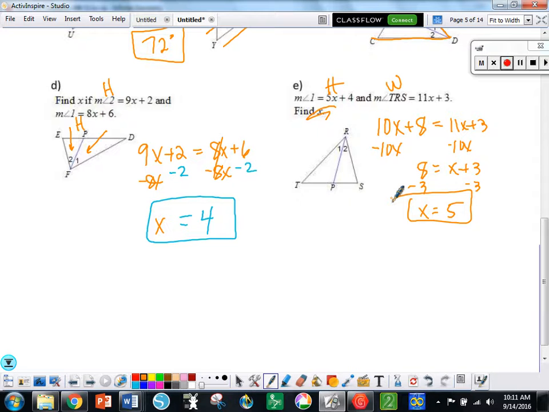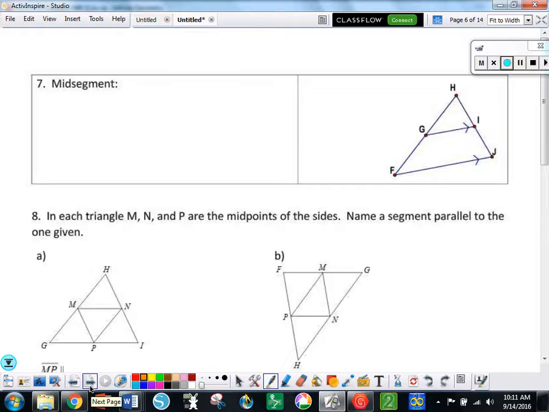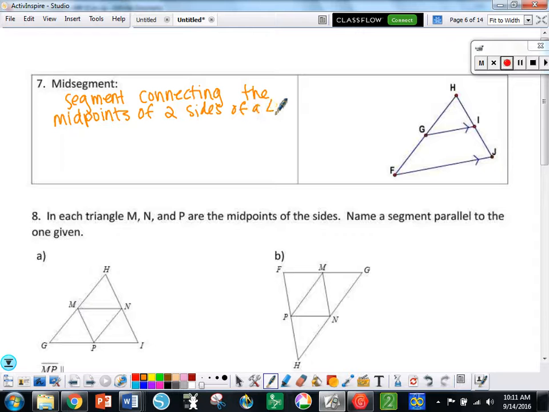Good, let's move on. We have 2 more kind of ideas today before we're done. Midsegment. What does mid-segment sound like? Middle. It's kind of like a midpoint, right? In this case, it's a mid-segment. The mid-segment is a segment that connects the midpoint of 2 sides of a triangle.